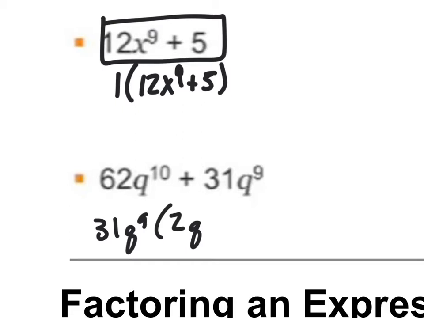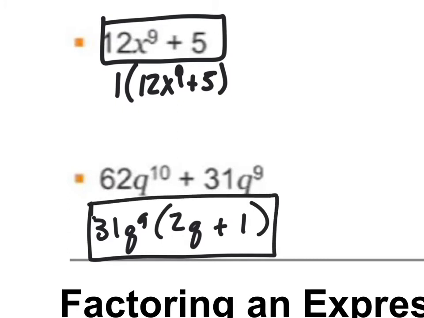And then when your greatest common factor is one of your terms, then you have to think about what could I multiply 31q to the 9th by to get 31q to the 9th? And the answer is simply just 1, okay? And that's it. So, factoring really shouldn't take, hopefully at this level, not too much work.